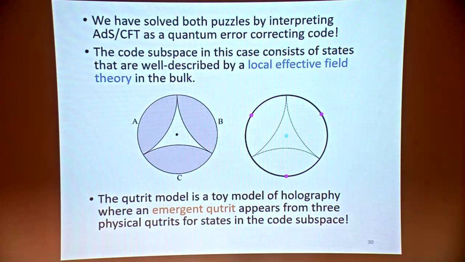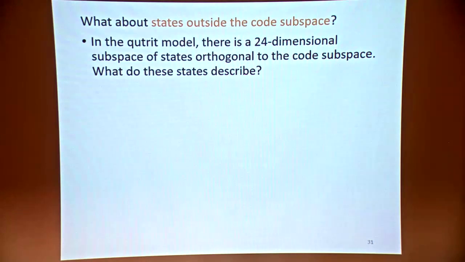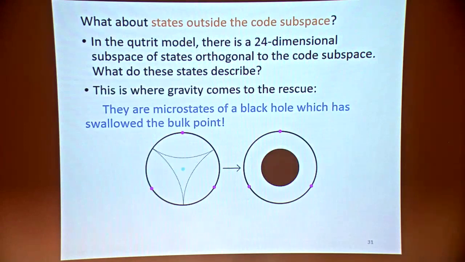So the fun doesn't stop here. We can ask, what about states outside the code subspace? What's the interpretation of those states? In the Qtrit model, there is a 24-dimensional subspace orthogonal to the code subspace because the total Hilbert space is 27-dimensional. What do these states describe? This is where gravity comes in.